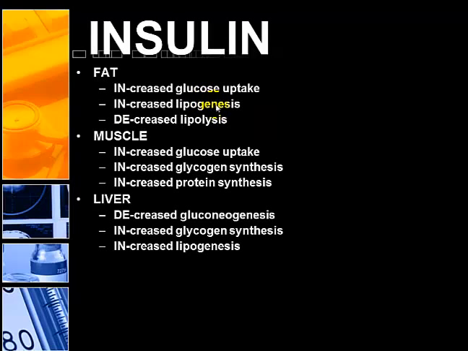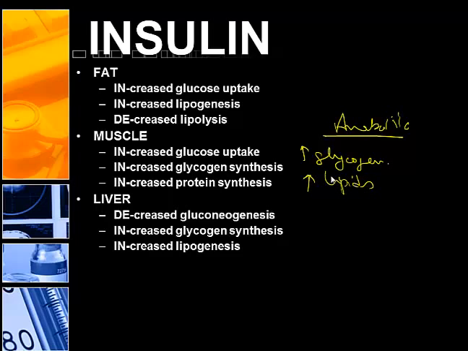Now, as far as the function of insulin is concerned, it is a highly anabolic hormone. It has various functions. Overall, we can say that its function is to increase the levels of glycogen by reducing the level of glucose. Its function is to increase the level of lipids, increase levels of fat, and increase the amount of proteins in the body. So it has an anabolic function.